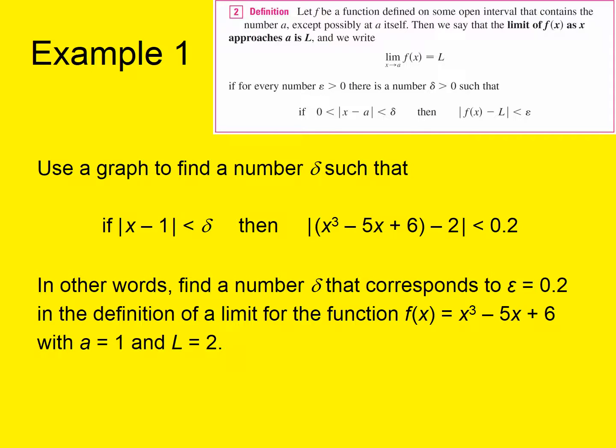Now, in the previous video we looked at an example. We didn't call it example 0 or example 1, but there was an example, and the function was not cubic like this one, it was linear. And there was an easy move to find the delta in terms of epsilon. I think delta was epsilon over 2. But here, it's not like that at all. Okay, so now we're going to use a graph to find the delta, and that will change things because we're just trying to find an approximation.